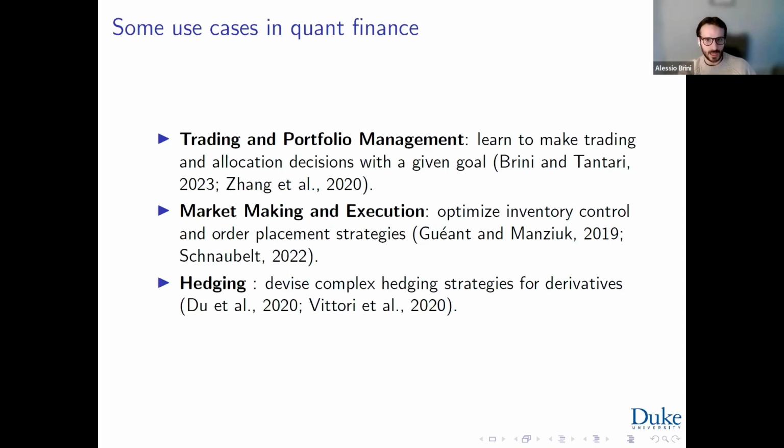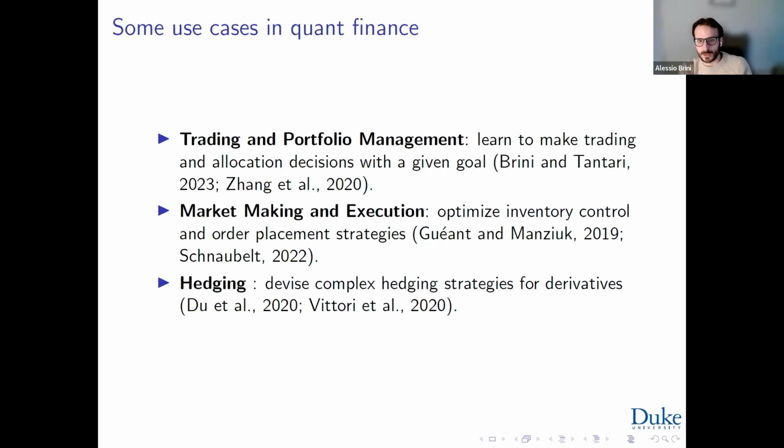So for instance, you can use RL for trading and portfolio management, portfolio optimization. And in this case, you're going to have an agent, and your agent can be the trader or the portfolio manager that has to learn a way of making trades or allocating the capital with a given goal. And the goal is exactly what the reinforcement learning agent wants to maximize. So the goal can be expressed by the reward function that I was showing to you in the previous plot.